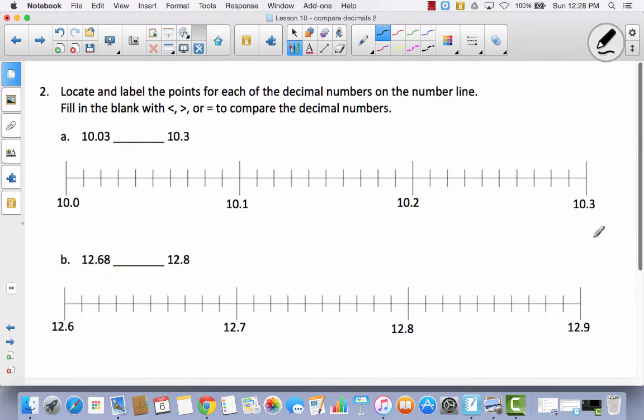All right, let's take a look at the next one. Now we're going to be plotting these numbers on a number line, and we're going to use this to compare. So this is another way that you can justify your answer. But in order to do this, you have to be careful to really understand what you're doing.